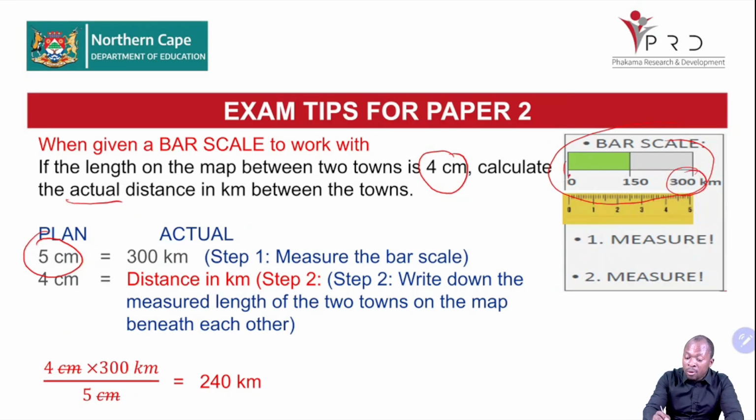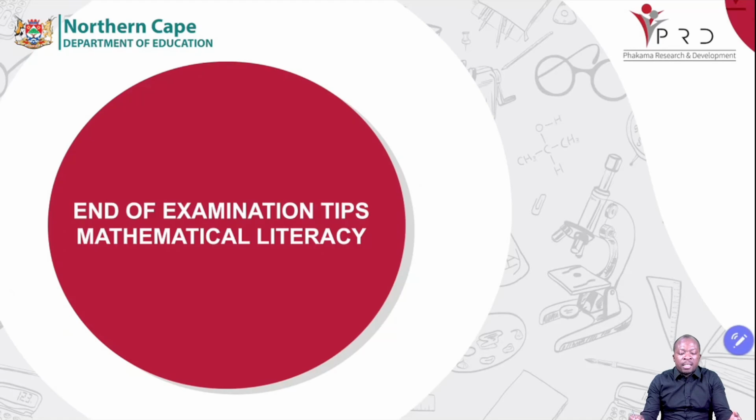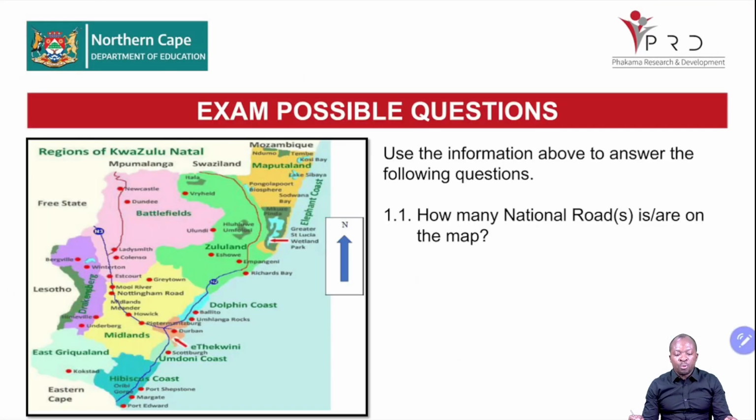Now, the distance between the two places is 4. So what do I do? I will take the value of 4, which is in the question, divide by the other value which I measured on the bar, and multiply by the last number on my bar scale. So it means 4 divided by 5 times 300. That will give me 240 kilometers. That is the real distance between the two places.